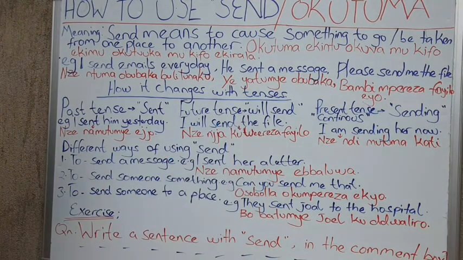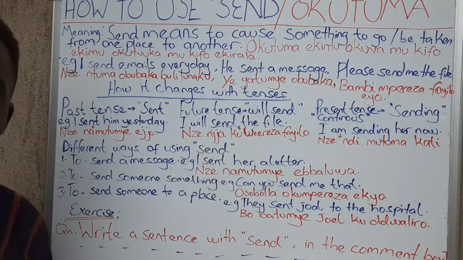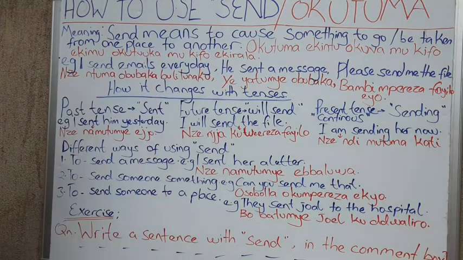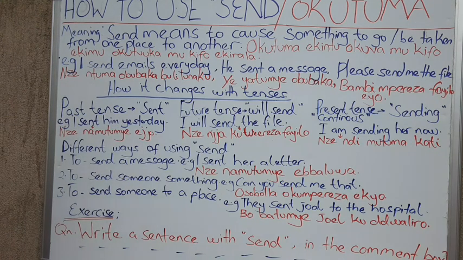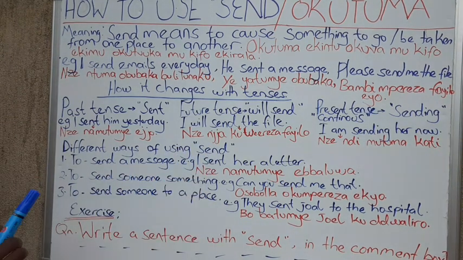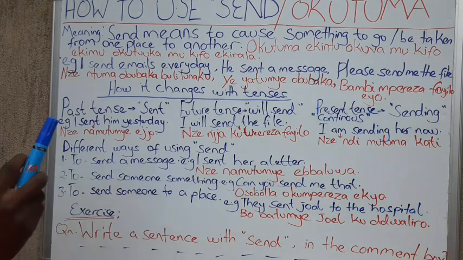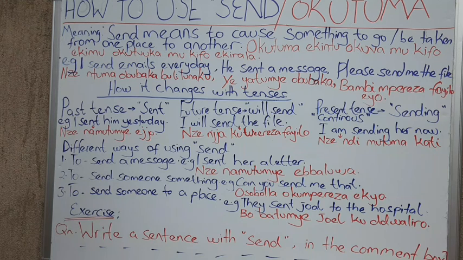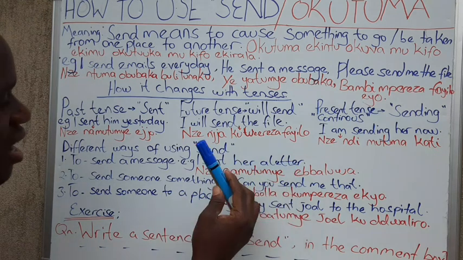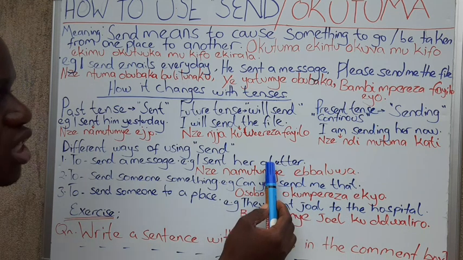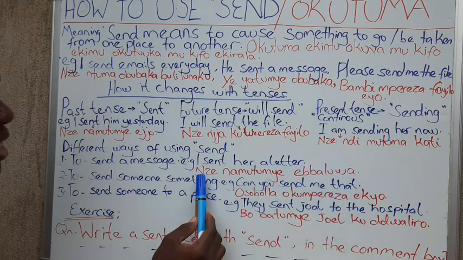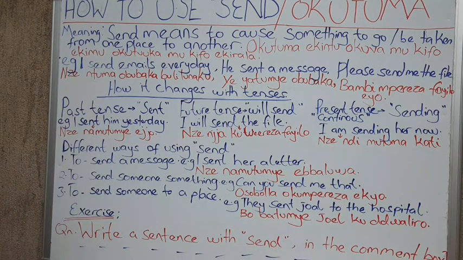So that is the way how send changes according to different tenses. Okay, let's have the different ways of using send. Number one, to send a message. An example, I sent her a letter. Nze namutumye ebbaluwa. So letter is ebbaluwa. So number one, send can be used to send a message.